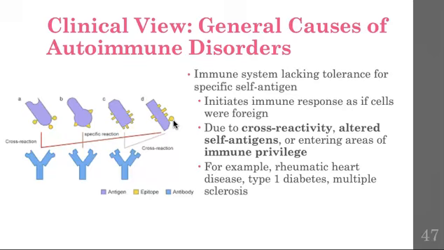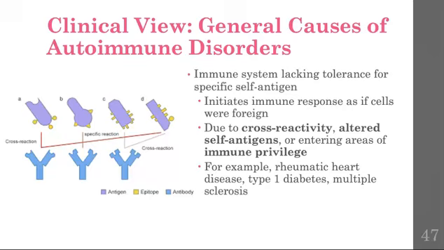We may also have some altered self-antigens that can be perceived as being foreign, and we can enter areas of immune privilege. What we mean by that is that immune privilege is a mechanism that is going to help protect certain tissues in our body from an immune response, which allows them to tolerate antigens without triggering inflammation. For example, we have rheumatic heart disease, type 1 diabetes, multiple sclerosis.